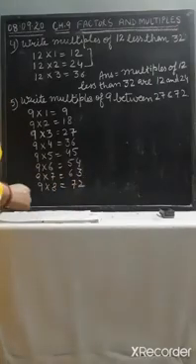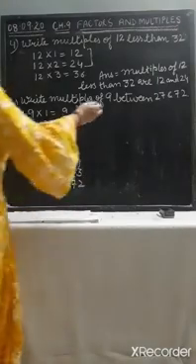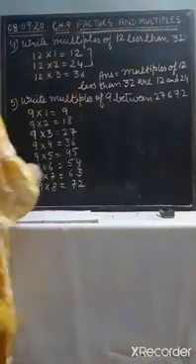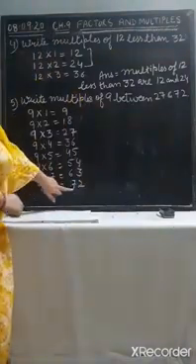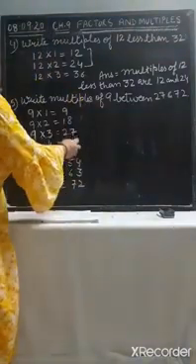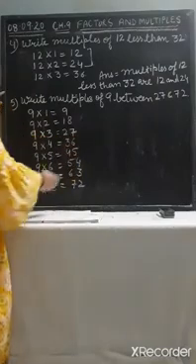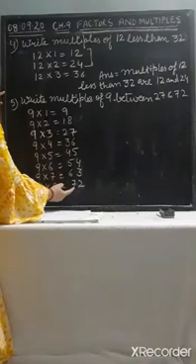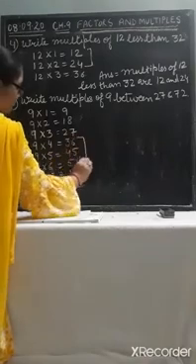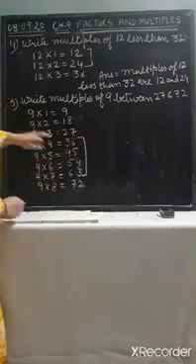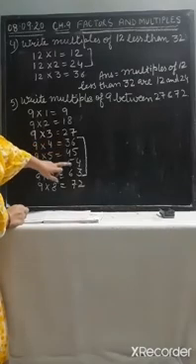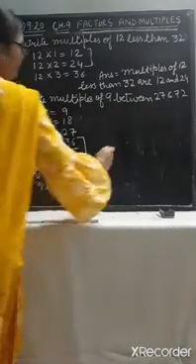Now we will stop because we are to find out the multiples between 27 and 72. 72 is here, so we will find out which multiples are between 27 and 72. This is 27, this is 72, and the multiples between 27 and 72 are 36, 45, 54 and 63.